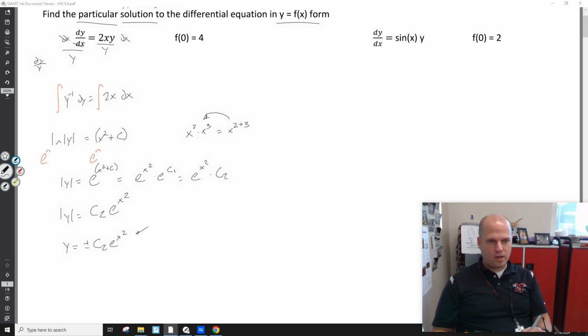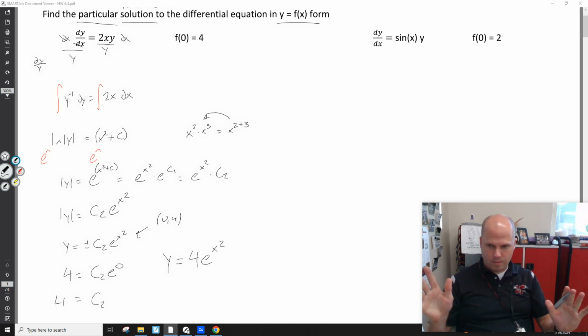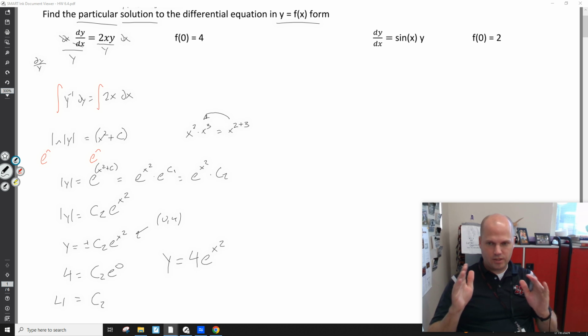So when I plug in the point 0, 4, ignore the plus or minus, you will find that c has to be positive 4. 4 times e to the x squared will always be positive. Plug in an x, get a positive y. Make sure you write out your full solution. There's no plus or minus. If I plug in 0, I just get positive 4. Okay, that was an easy one to start with.